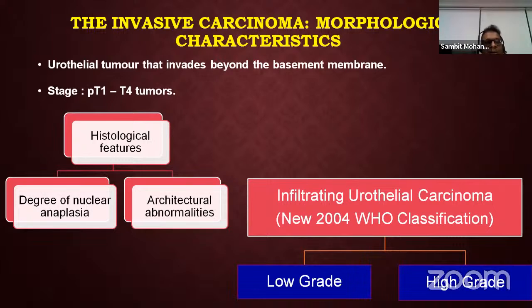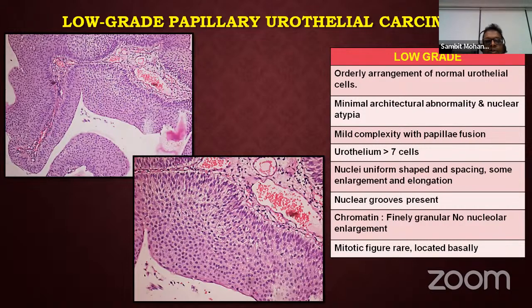Then invasive urothelial carcinoma is divided into low grade and high grade based on the degree of anaplasia and architectural features. A low-grade tumor has an orderly arrangement of urothelium, but there is minimal fusion of the papillae, and mild loss of polarity, papillary fusion, and mild complexity. Nuclear grooves may be present in the basal layer, not in the middle layer. The nuclear chromatin will change from the basal to the top layer, and the top layers become more round with nucleoli. If at all you see mitosis, they are usually basally located, not going up. Another important thing for low grade: the papillae are usually broad, and you do not see the small stalks of papillae that we saw in papillomas.